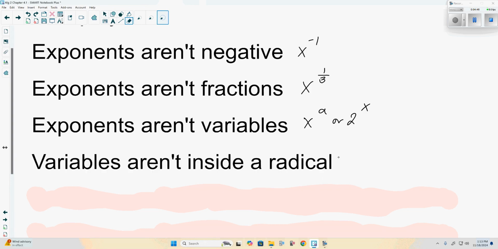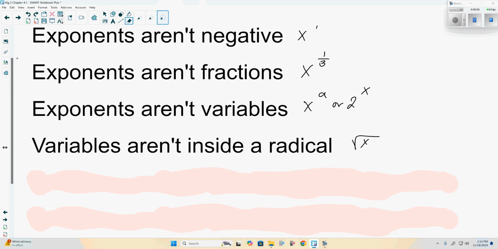Variables aren't inside of radicals. We can't have square root of x, cubed root of x. We cannot have x inside of a radical. I'd be writing these out so that you have them, especially to reference back.